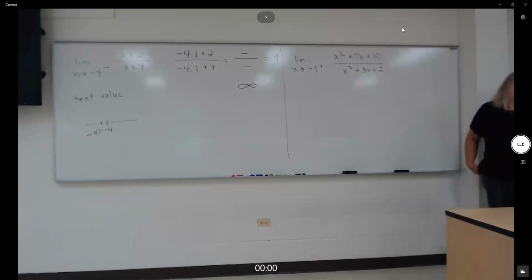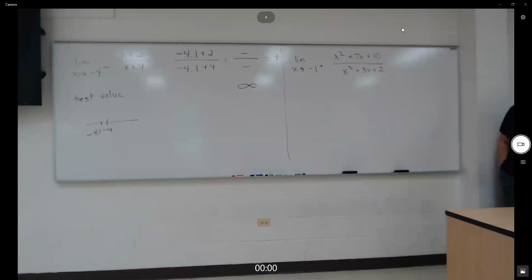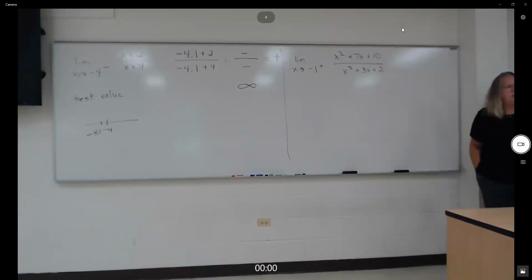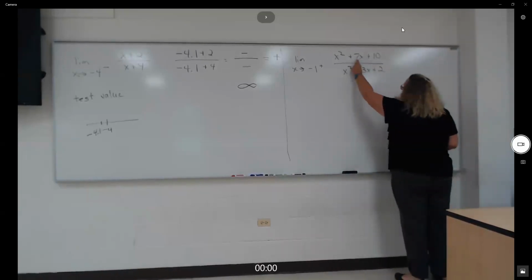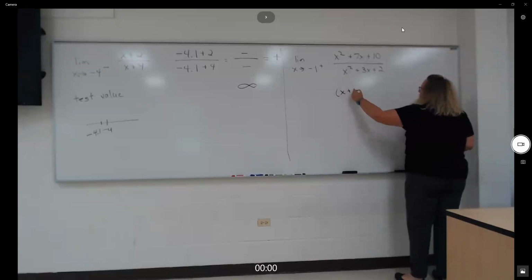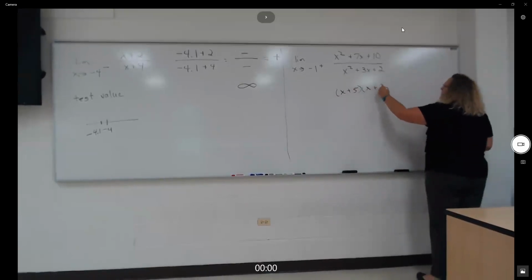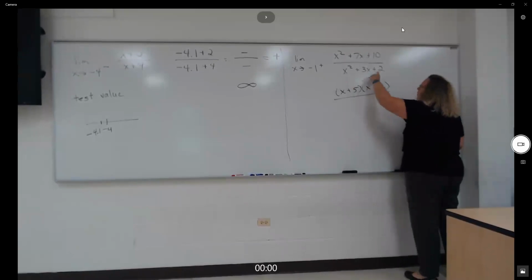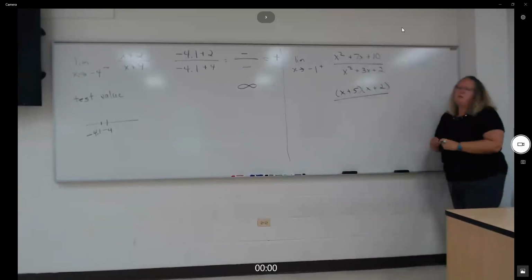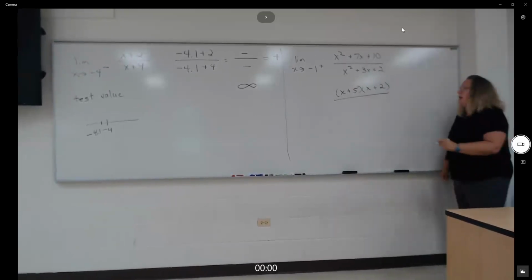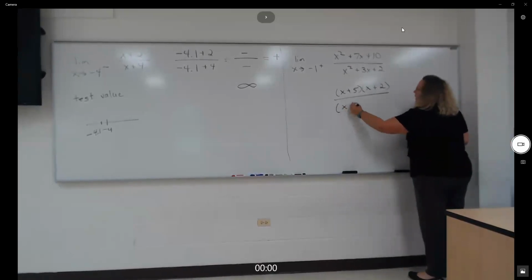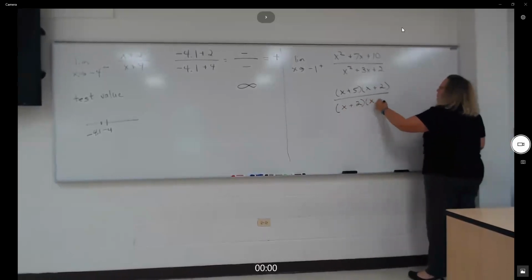So how could I know for sure? What would I have to do? To know for sure, I'd have to factor. Let's factor it. What multiplies to 10 and adds to be 7? X plus 5 and x plus 2. And then what multiplies to 2 and adds to be 3? X plus 2 and x plus 1.